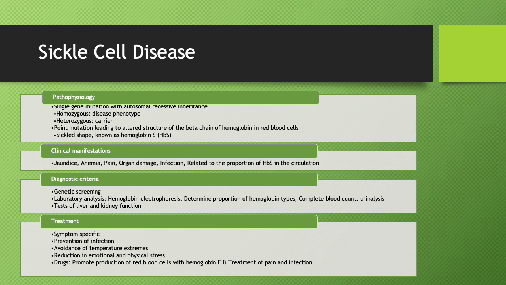You want to prevent infection in these individuals, so you'll often see antibiotics prescribed to them. You want to avoid temperature extremes, being too hot or too cold. You want to reduce emotional and physical stress for these individuals, and you also want to promote the production of red blood cells with hemoglobin F, and again, you want to treat the pain and the infection.